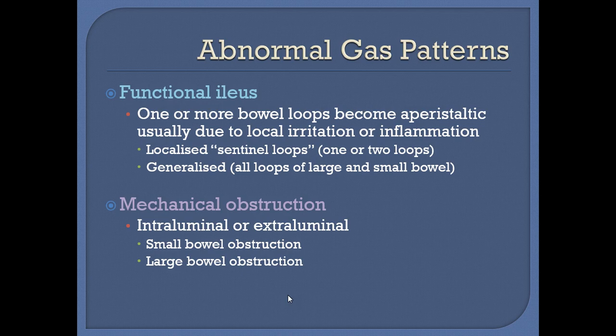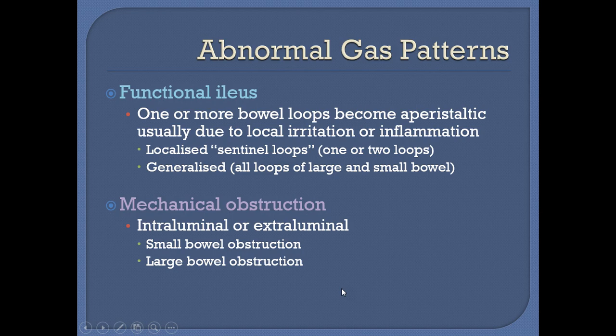Abnormal gas pattern. It can be due to functional ileus in which one or more bowel loops become aperistaltic or hypoperistaltic, and it is due to some local irritation or inflammation. It can be a localized sentinel loop which may involve one or two loops, and it can be generalized when all the small bowel and large bowel loops are involved.